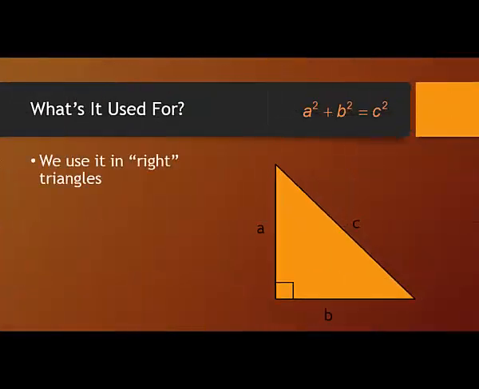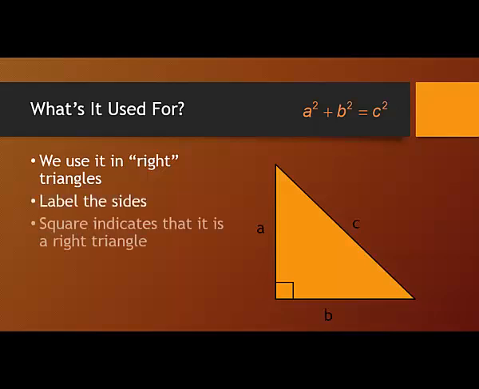Now, if we were to take a look at how we use right triangles, we would label the sides again, and the square indicates that it's a right triangle, and we would have numbers associated with those. So all right triangles have a 90-degree angle, all of them. And the other two angles then have to add up to 90 degrees, because every triangle, whether it's a right triangle or not, has 180 degrees.